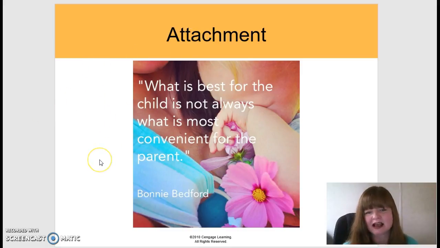Attachment, I love this quote: what is best for the child is not always what is most convenient for the parent. That's Bonnie Bedford. We have to realize that sometimes we have to take that time, whatever might be happening. Sometimes it's not convenient for us to talk about exactly what we're doing step by step, but we know that if we're talking through this, the child is hearing more words and beginning to understand their world a little bit better. Don't rush through childhood.